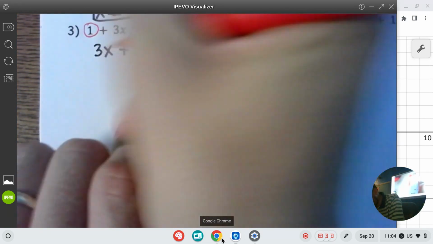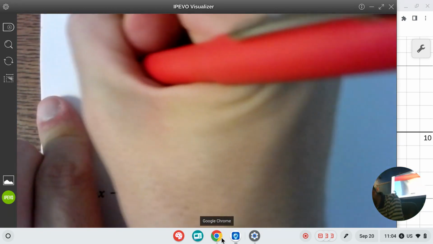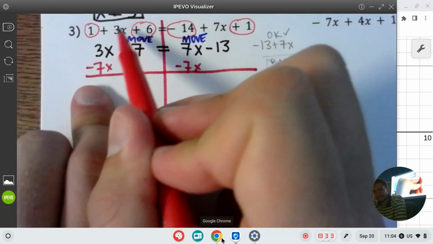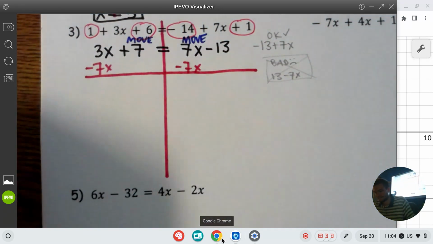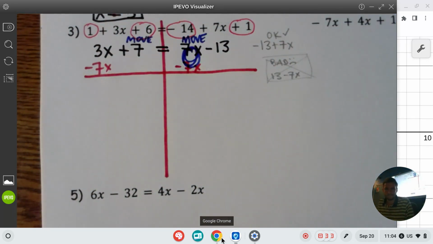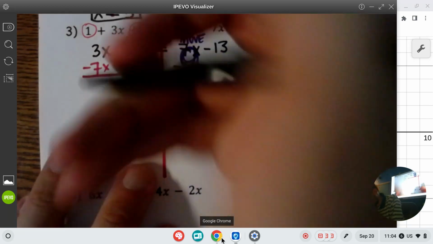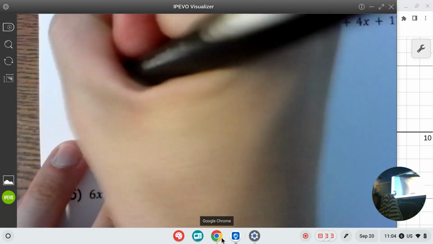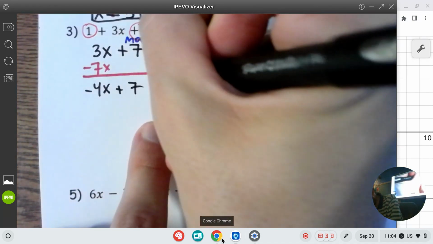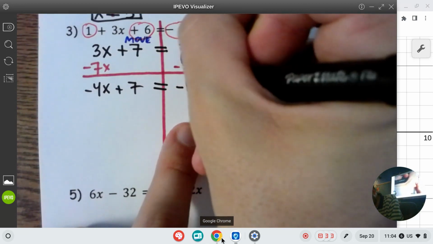Minus 7x, minus 7x. I'm making sure to use opposites. I'm making sure to line things up correctly. 7 minus 7 is 0. That stuff's gone. Anybody know 3 minus 7? Correct. Negative 4x. What else goes on this line? Plus 7. What else? Equals negative 13.